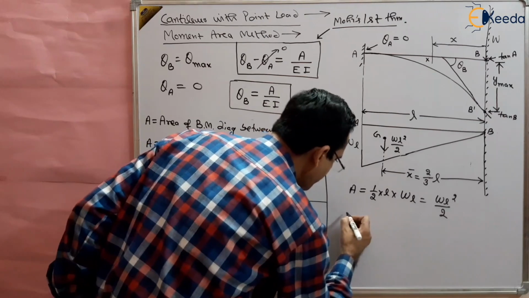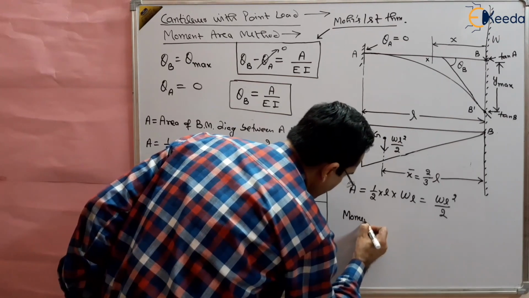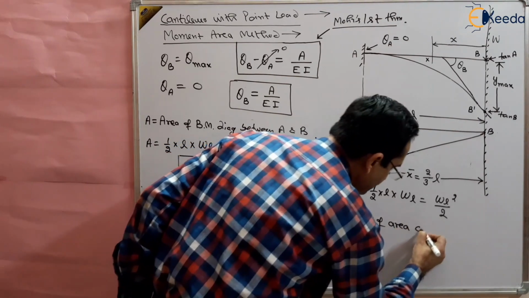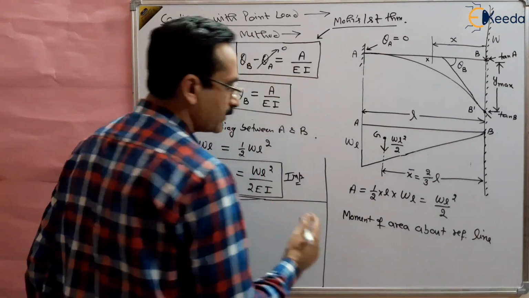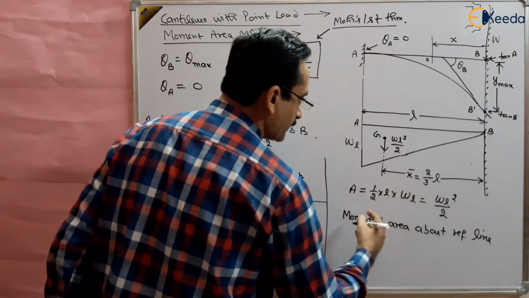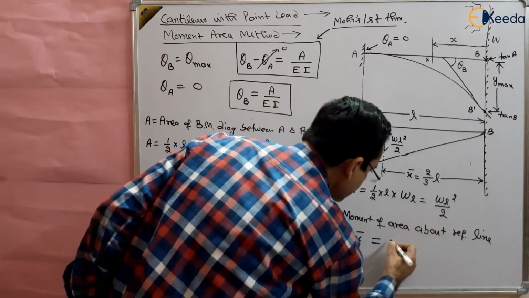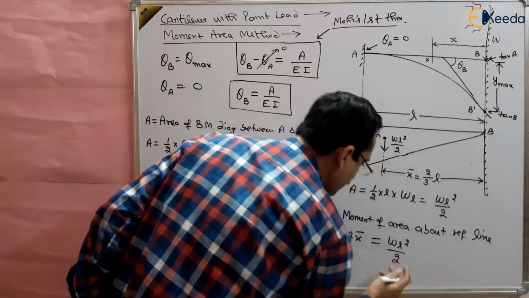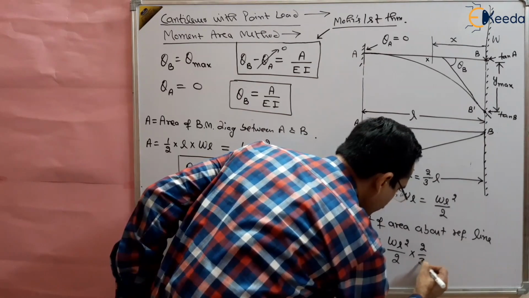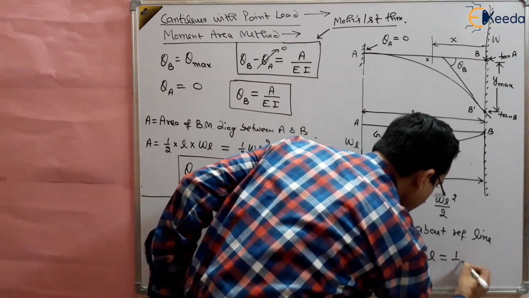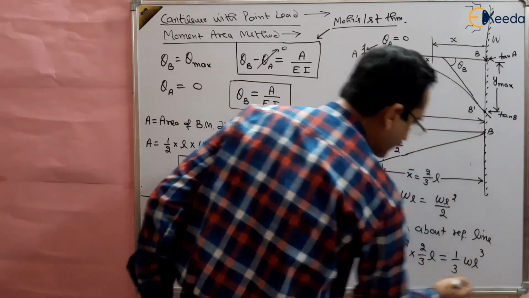So the moment of area about the reference line will be equal to A x bar. That should be equal to WL square by 2, the area, multiplied by the distance, which is 2/3 of L. So this will come out to be 1/3 of WL cube. So this is the moment of area, WL cube by 3, right?